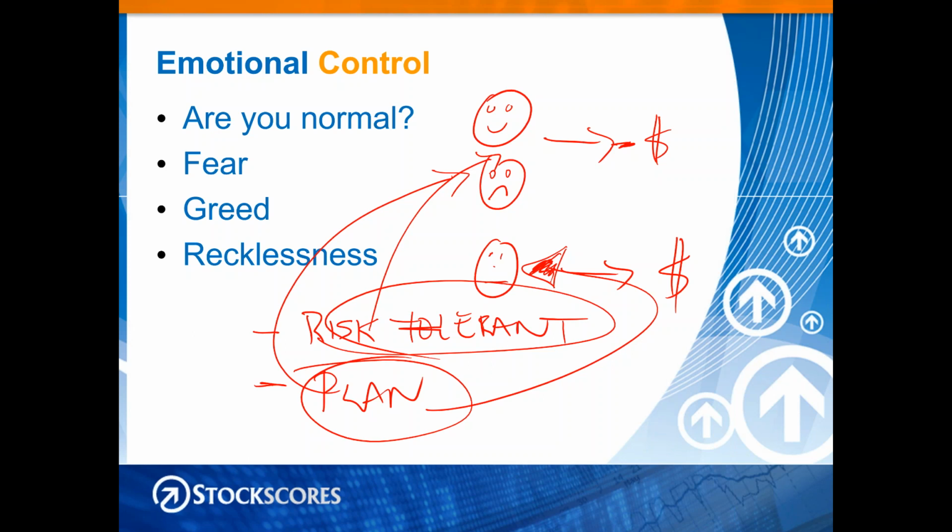And it's not just risk tolerance and plan, but eating properly, meditating, getting exercise, getting enough sleep. All of these things can help you keep your emotions in check. If you do cocaine and sleep 3 hours and eat pizza at every meal, you're probably going to be more emotional than me because I don't do any of those things.